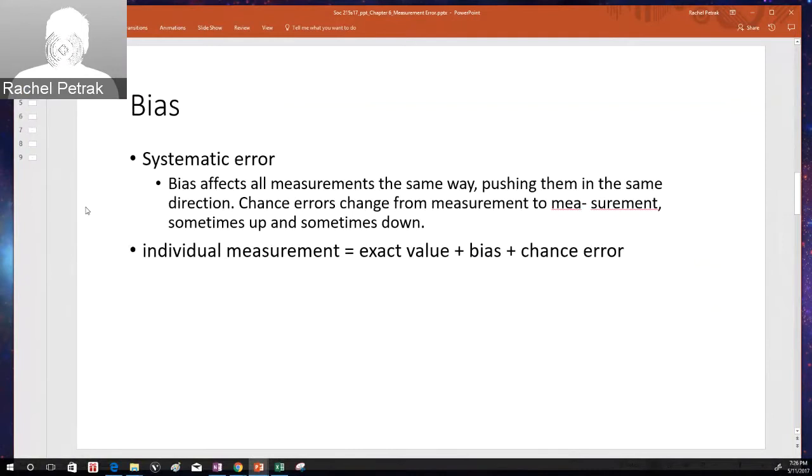And the other big topic in this chapter was bias. Bias is a systematic error. It's important to remember that bias affects all measurements the same way. It pushes the measurements in the same direction. That's different from chance errors because chance errors change from measurement to measurement. A chance error is random, not systematic. Bias is always systematic. This is the difference between error and bias.